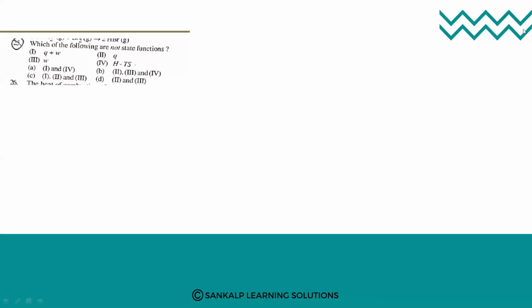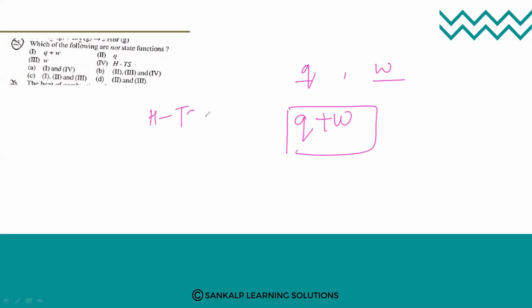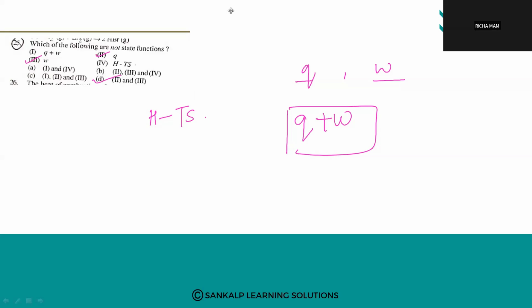Heat and work are not state functions. When you have Q separately and W separately, they are not state functions, but heat plus work is a state function. H minus TS is also a state function. So which is not a state function? 2 and 3, which means option number D.